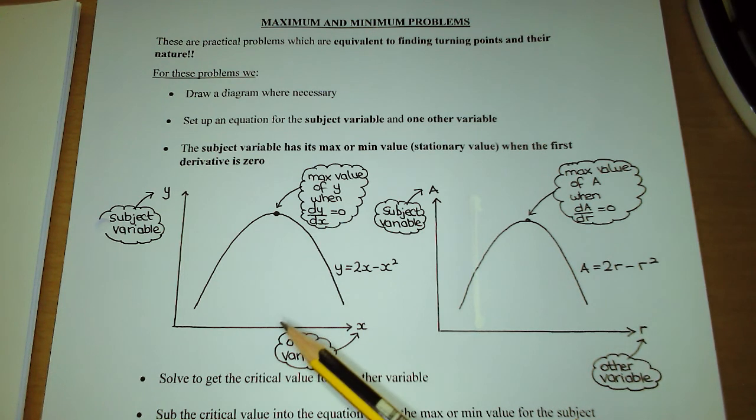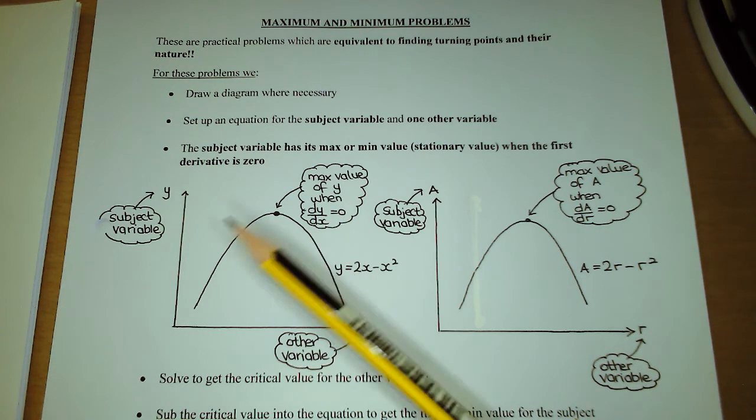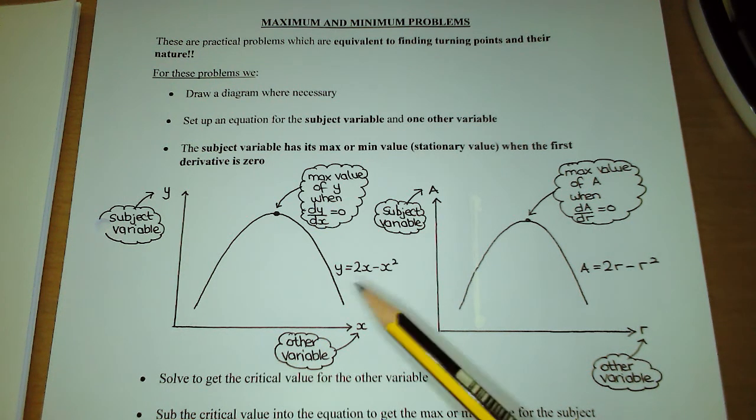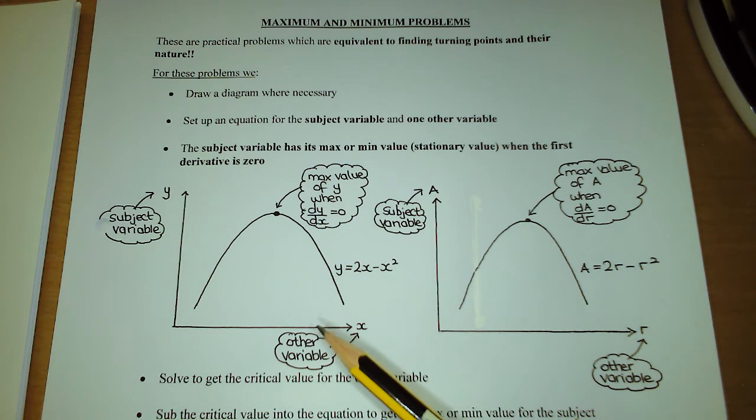You'll then solve that equation, dy by dx equal to 0, to get the critical value for the other variable. In other words here, to get the value of x, which causes y to be a maximum. Once you've got that critical value of x, you then sub it into the equation to get the maximum or minimum value of y. And then you also sub that value of x into the second derivative to prove whether y is a maximum or a minimum.